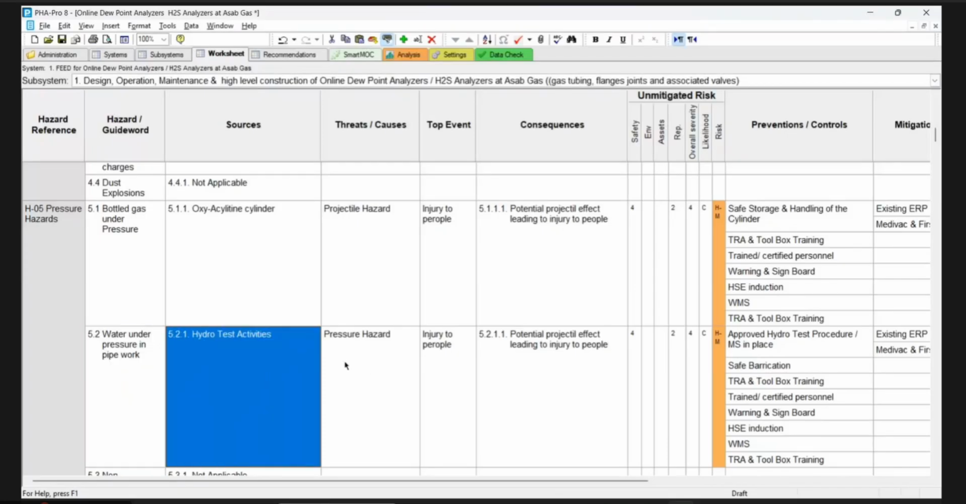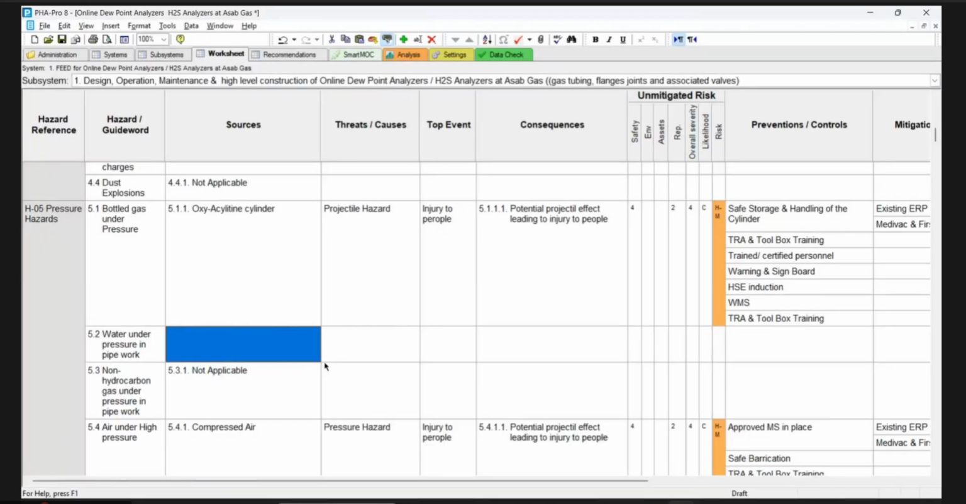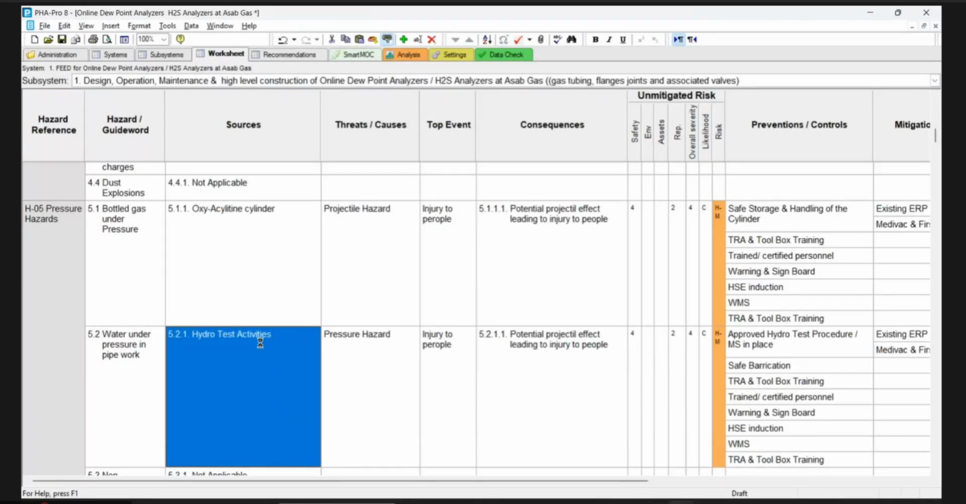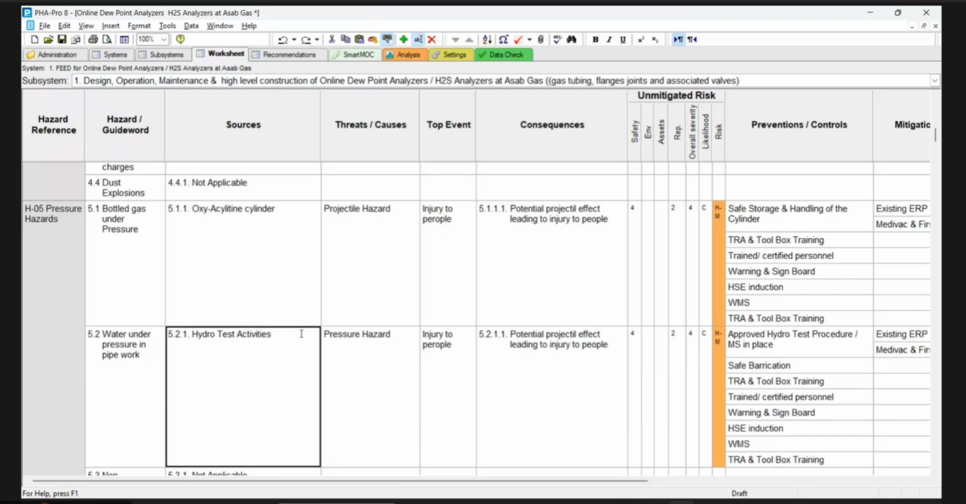Hydro test. So we'll remove it. And no hydro test. Keep it. No, you can mention hydro test activities not envisaged. Only tubing for pipe tubing.